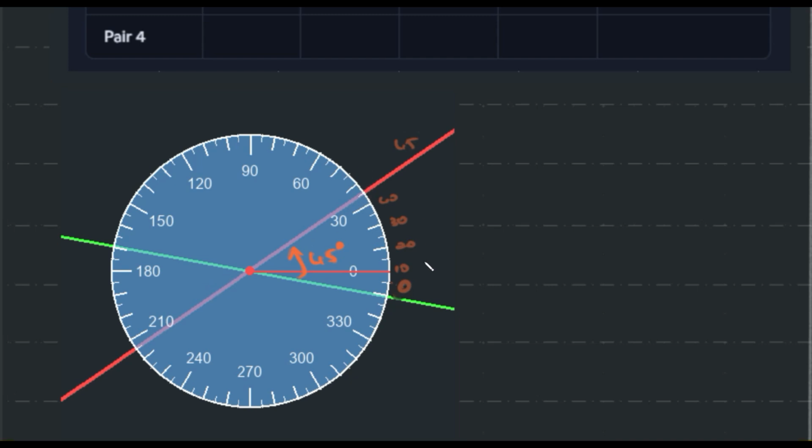Next diagram. Let me go back. I'll consider this as 0. This is already 5, let it be there. 0, 10, 20, 30, 40, 50, 60, 70, 80, 90, 100, 110, 120, and this is 130. So this angle is 135 degree. Right, guys? Next.